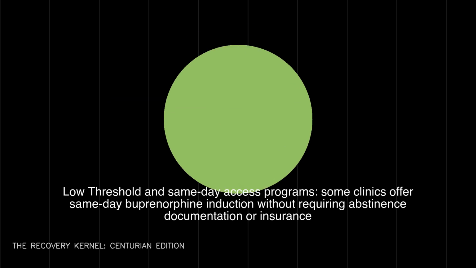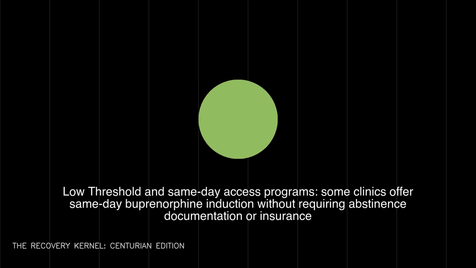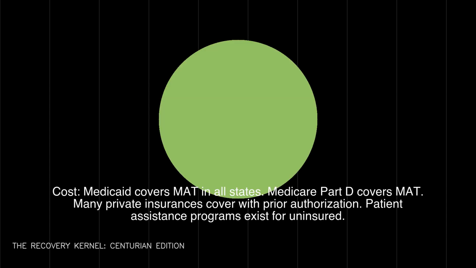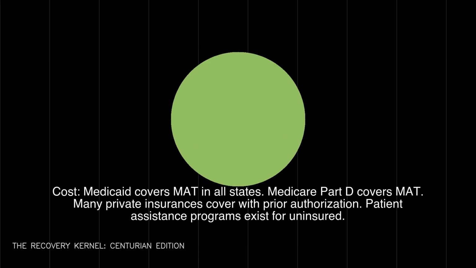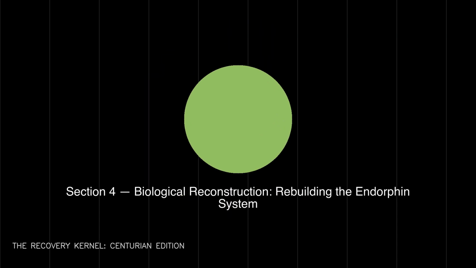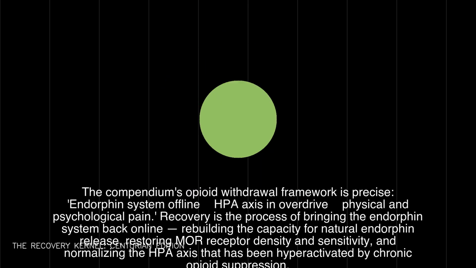Section 4, Biological Reconstruction, Rebuilding the Endorphin System. Classical, Building the Centurion: the system is not broken. It has been outsourced. Recovery is bringing it home. The compendium's opioid withdrawal framework is precise: endorphin system offline, HPA axis in overdrive, physical and psychological pain. Recovery is the process of bringing the endorphin system back online, rebuilding the capacity for natural endorphin release, restoring mu receptor density and sensitivity, and normalizing the HPA axis that has been hyperactivated by chronic opioid suppression.